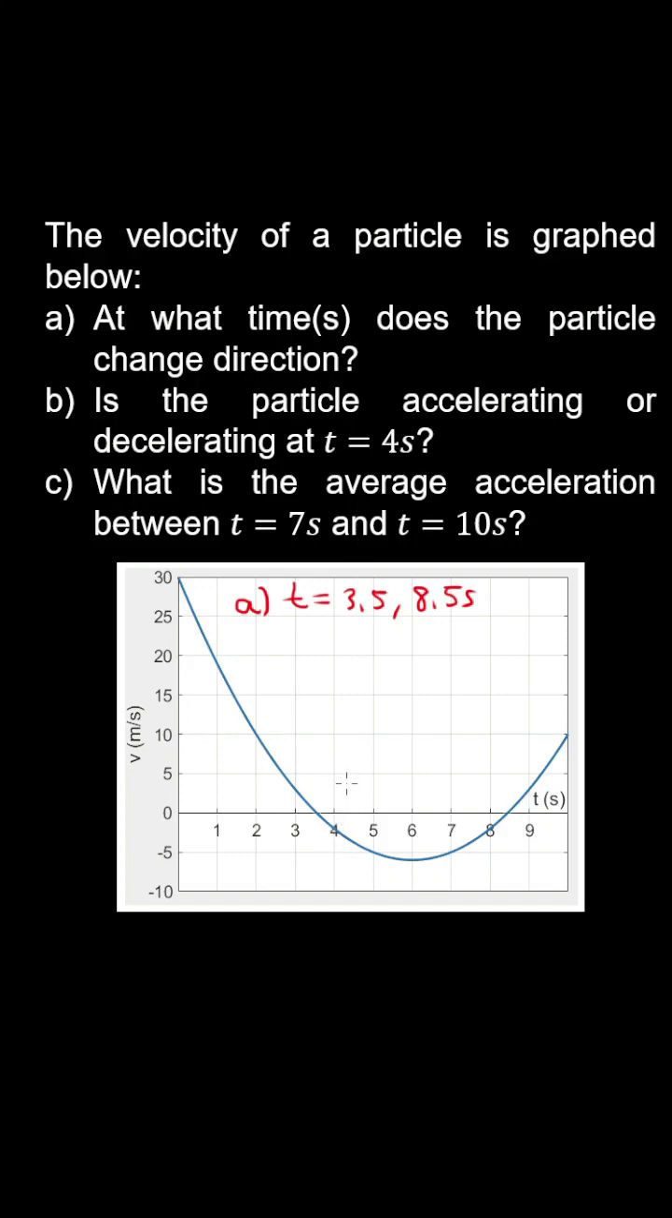Well, at 4 seconds, the velocity vector points to the left because the velocity is negative, and the acceleration vector also points to the left because the slope of the tangent to the velocity time curve at 4 seconds is negative. So therefore the particle is accelerating because both vectors point in the same direction.